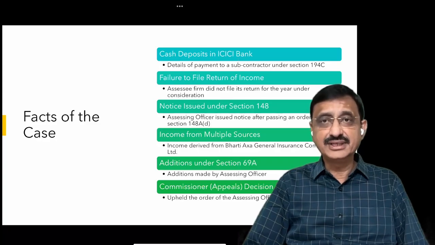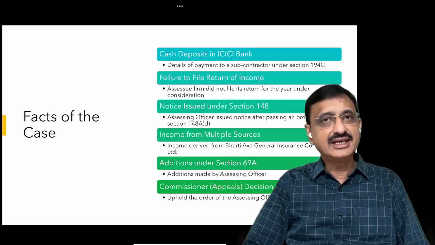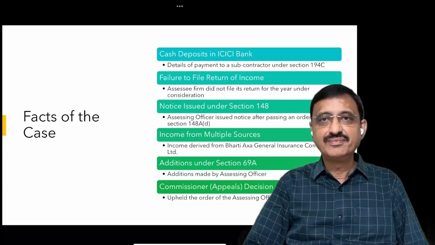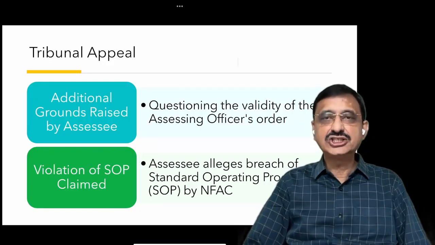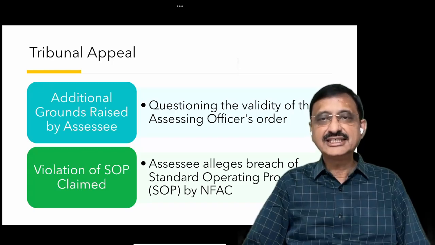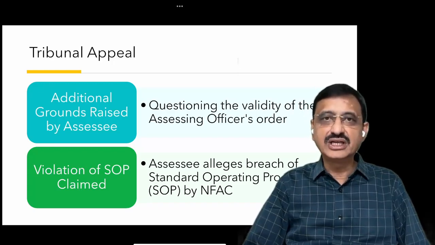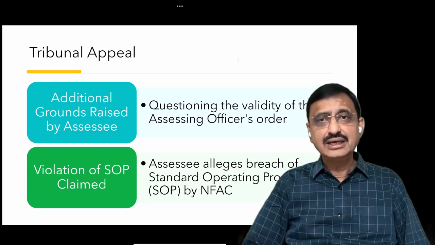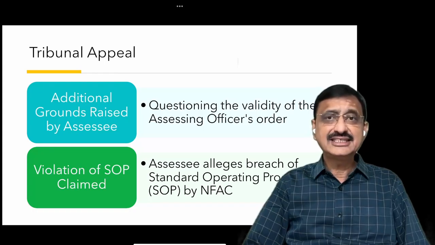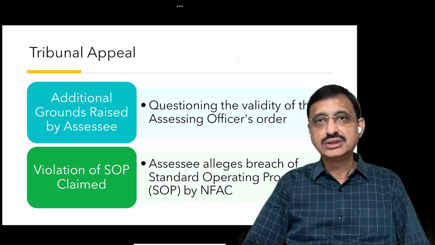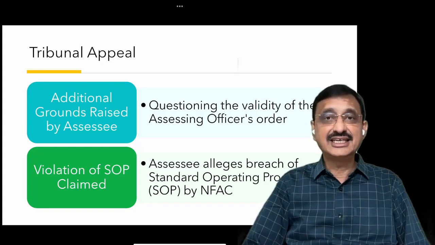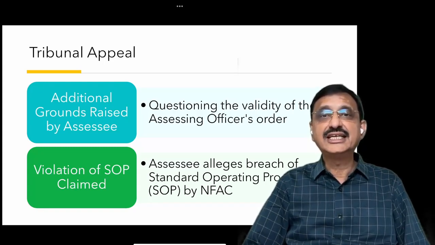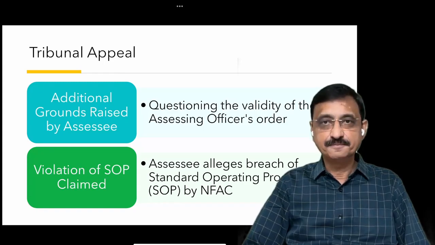Aggrieved by the assessment order passed by the assessing officer, the assessee preferred an appeal with the commissioner. However, the commissioner upheld the assessment order passed by the assessing officer. Now, aggrieved by the decision of the commissioner of appeals, the assessee preferred an appeal to the tribunal. While preferring the appeal to the tribunal, the assessee raised additional grounds. He questioned the validity of the assessing officer's order. He alleged that there is a violation of the standard operating procedure by NFAC.